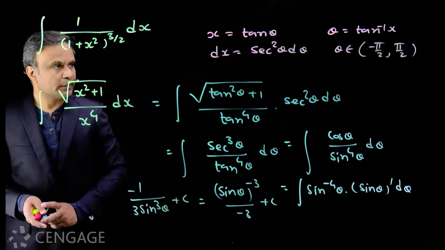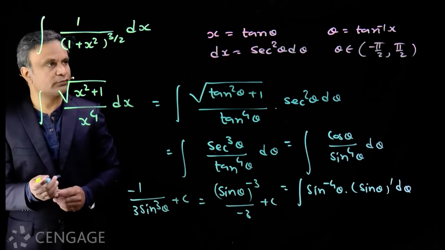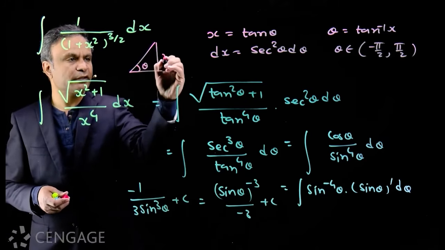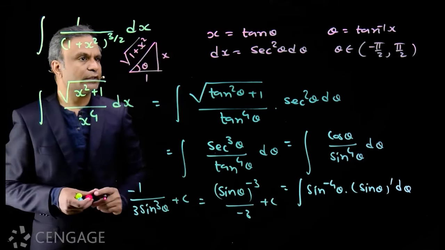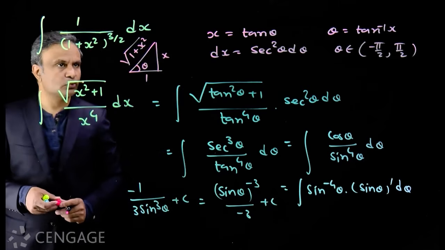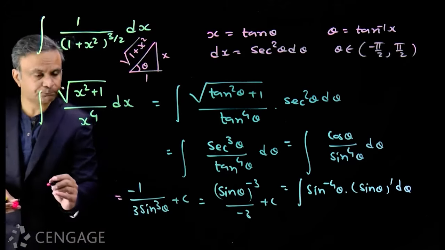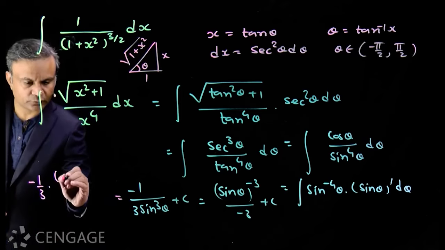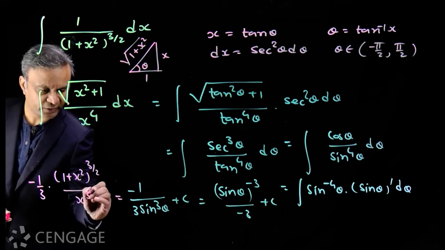Now we have to write the answer in the form of variable x. We have tan theta is equal to x. So once again we have this triangle. Hypotenuse is root 1 plus x square. So sin theta is equal to x upon root 1 plus x square. Put the value of sin theta. We get minus 1 upon 3 multiplied by (1 plus x square) power 3 upon 2 divided by x cube plus constant c.